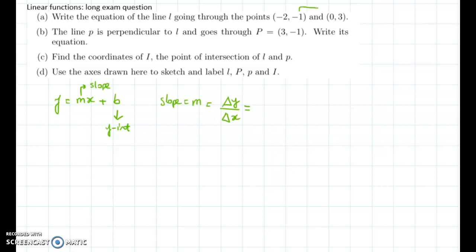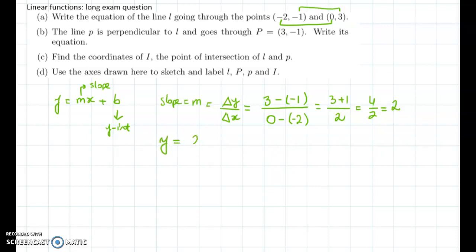So in this case, for the y coordinates, I'm going to say 3 minus -1. And then for the x coordinates, if I took the 3 first, I need to take the 0 first for the x. So it's going to be 0 minus -2. So this is 3 plus 1 over 2. So this is 4 over 2, which is 2. So the slope of my line is 2. So far we know that the line has equation y equals 2x plus b. We need to find what is the value of b.